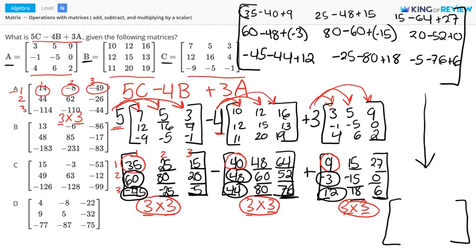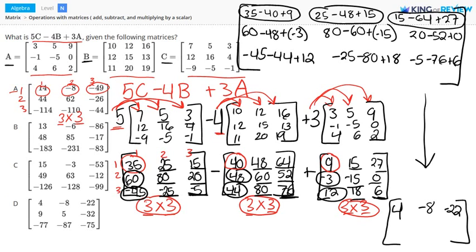So let's look at this first entry, 35 minus 40 plus 9. This gives us 4. Then we have 25 minus 48 plus 15. This gives us a negative 8. 15 minus 64 plus 27. This is negative 22. Now let's move on to the second row. We have 60 minus 48 plus a negative 3. This equals 9. 80 minus 60 plus a negative 15. This is 5.